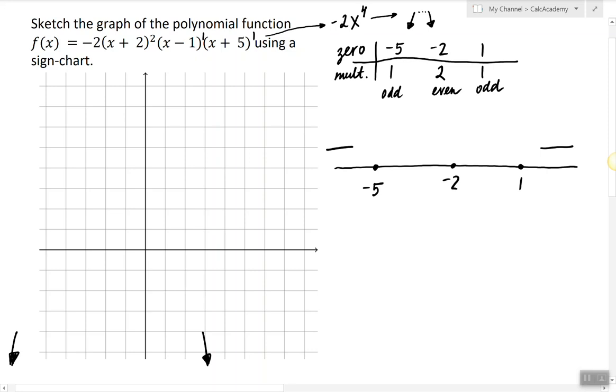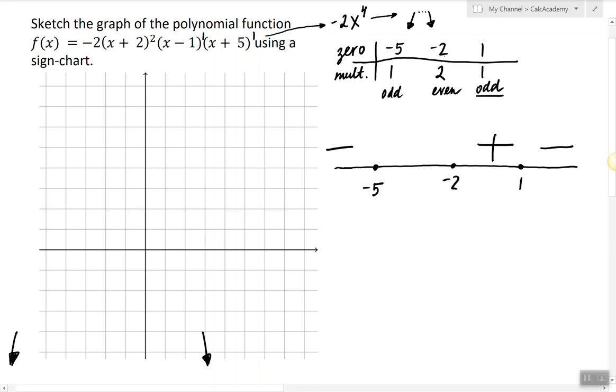And now going from right to left, we're going to read the multiplicity at each zero and interpret it in terms of the behavior of the function. Odd means the function will be changing the sign. Even means the function will have the same sign. So at 1, the multiplicity is odd, so the function changes the sign from negative to positive.